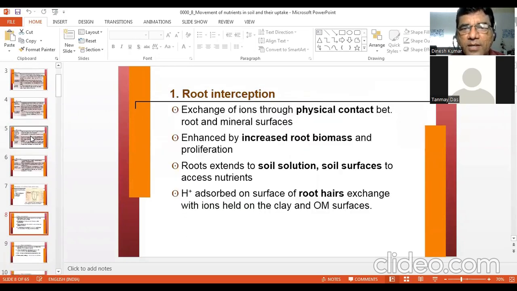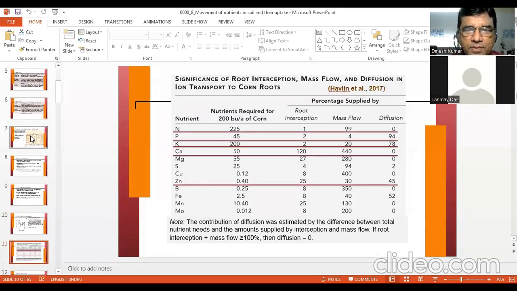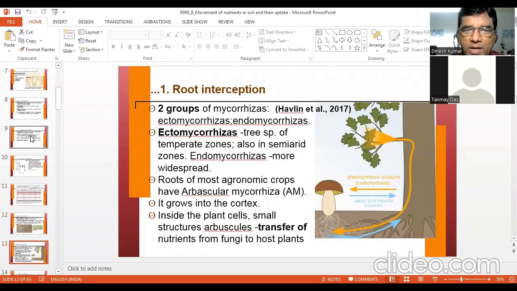And we discussed in detail root interception, how it happens, if you can recall. And then we have seen, for example, nitrogen is mostly moving to the roots by mass flow, and P and K mostly by diffusion. And then we have seen the role of mycorrhiza also, how they are important. They become part of roots and they increase the root absorption area. So there are multiple roles of mycorrhiza. I told you ectomycorrhiza and AM fungi.